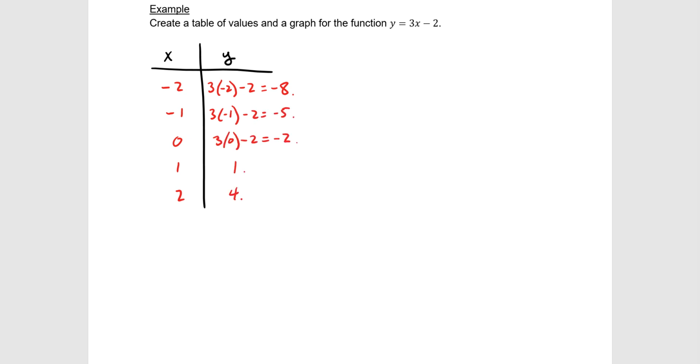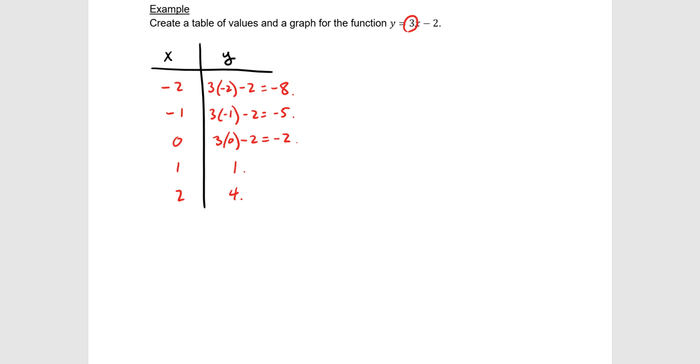And this is what we should get when we get all of them. Notice that these are all increasing by +3 as we go along here. That's because all of the x's are increasing by 1, and the slope of the line is 3. It's the rate of change.